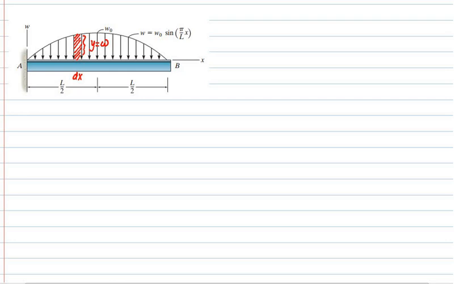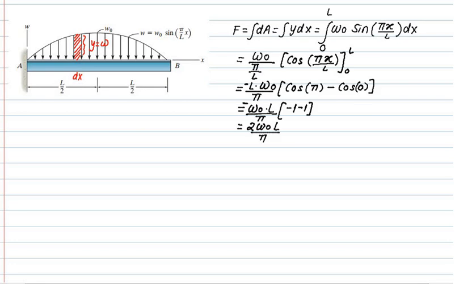To find out the total area, consider a thickness equal to dx and a height of rectangle equal to y, that is w equal to w0 sin of pi x by L. So the integral is 0 to L of w0 sin pi x by L into dx. If you solve this integral, we will get the total force equal to 2 times W0 L divided by pi. Will this load act exactly at L by 2?